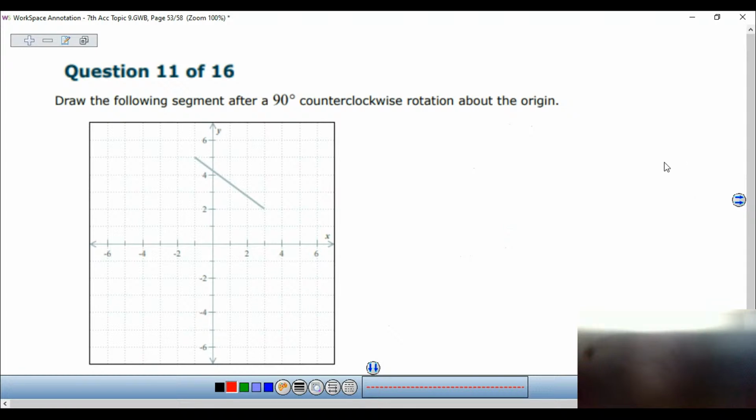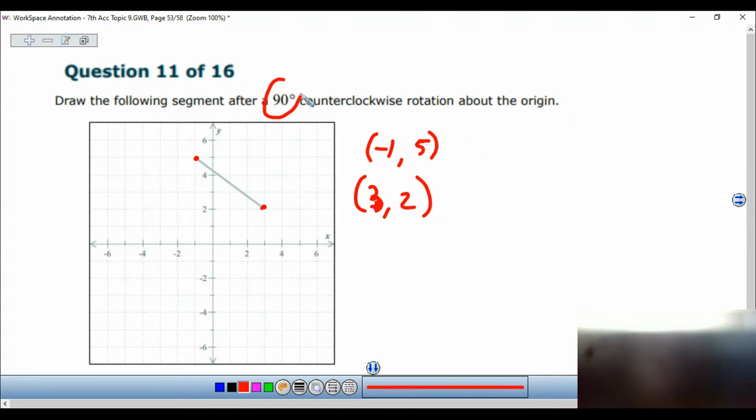Number 11, we have drawing the following segment, 90 degrees rotation, counterclockwise about the origin. So again, we got 2 points. It doesn't show any points here, but you can see that these are 2 points. We're going to go ahead and just write them down. This is going to be -1 and +5 for the top one. And then we're going to have 3 and 2.